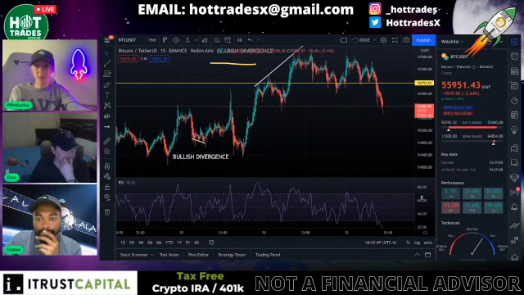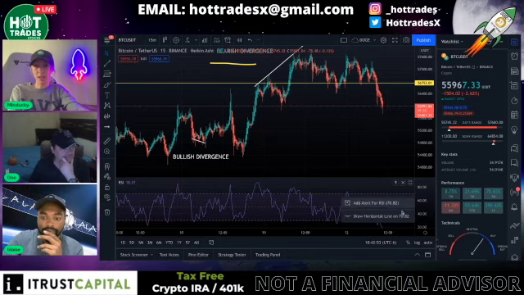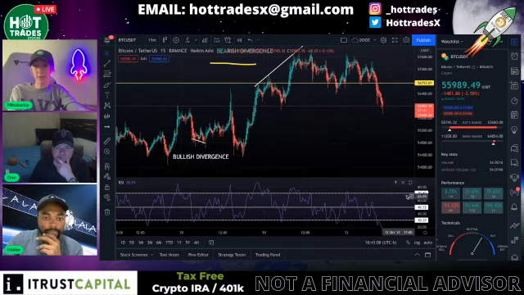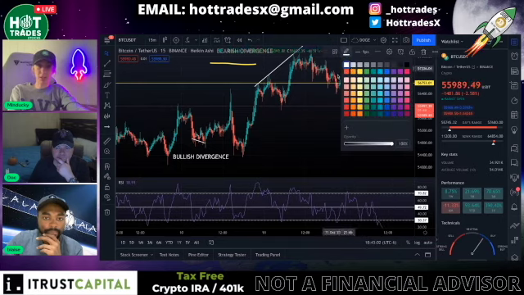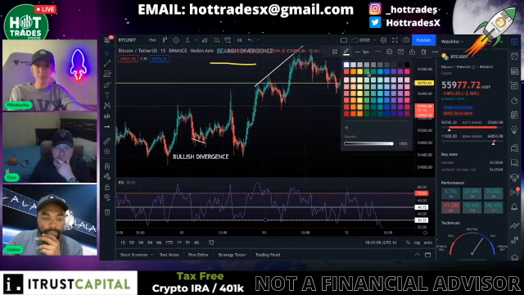Most of the time it stays anywhere between 0 and 100, but what I do is I have the 70 as my sell, and the 30 as my buy, and then you're living in the middle right here around 50. Let me change those colors really quick to red for a sell and green for a buy.